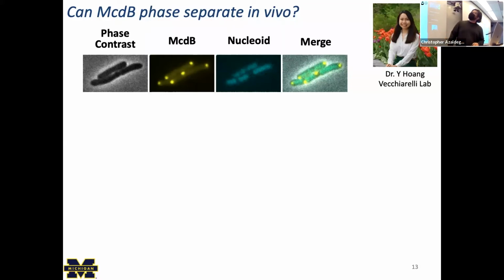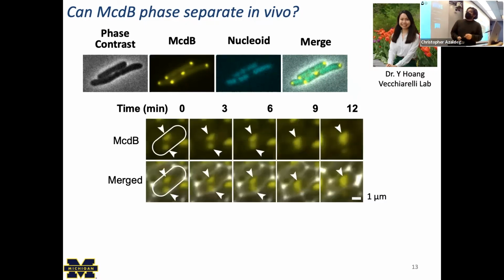So here, when she expresses fluorescently labeled mCherry-McdB, you can see these highly enriched dense foci forming at the poles of the cell. And the reason why they're located at the poles, she found, was that they're actually excluded from the nucleoid, as you can see here through a DAPI stain.